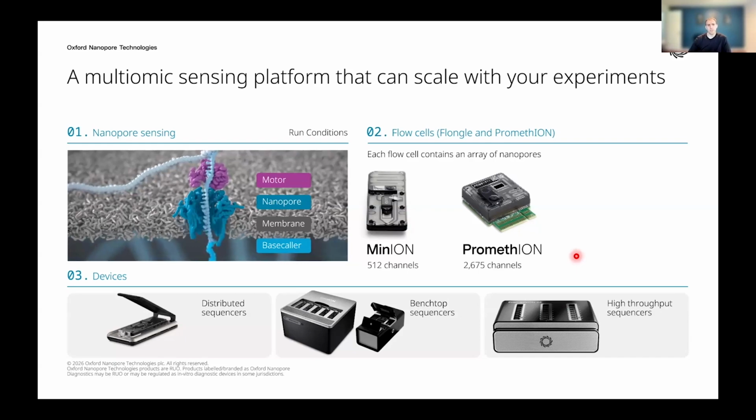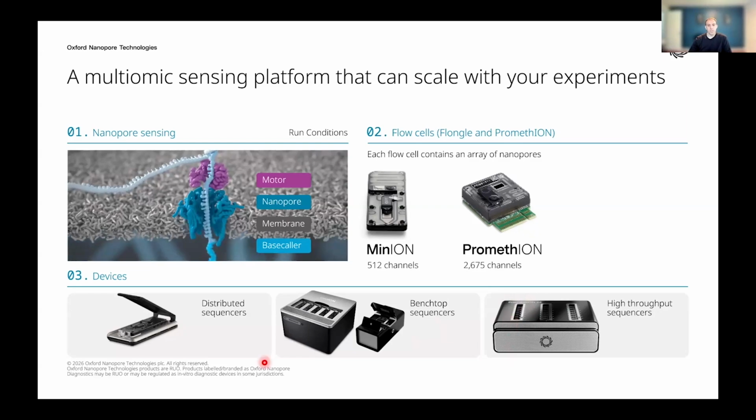As far as sequencers, we have a benchtop sequencer and a higher throughput sequencer, with the ability to run 2 or 24 flow cells simultaneously. But importantly, individual flow cell positions can operate independently. So you don't need to wait for a large batch of samples before you can begin your experiment. You could have one sample running on a 24-space sequencer very easily.